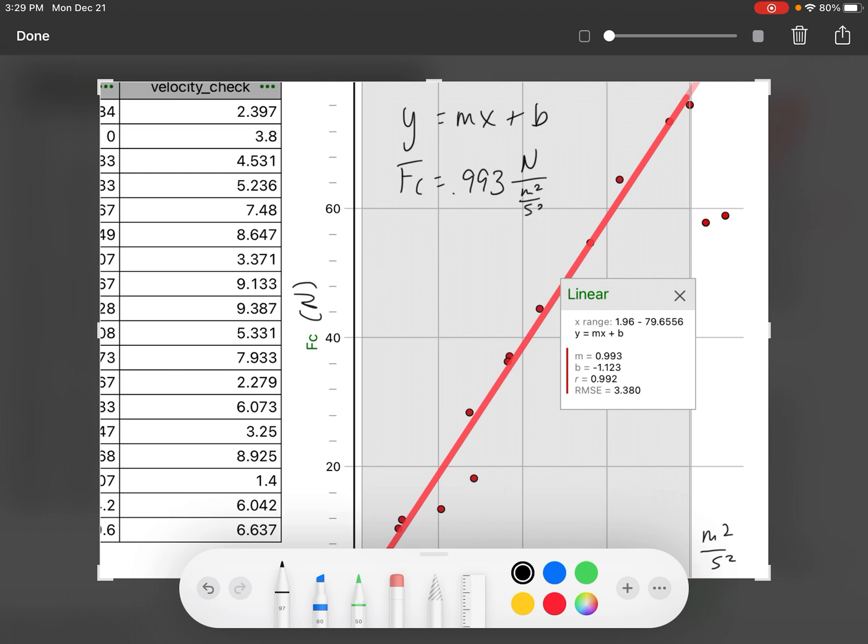That's kind of ugly, but we'll go with it for now. On the x-axis is velocity squared, and then plus the y-intercept of negative 1.123, and the units on that is newtons.